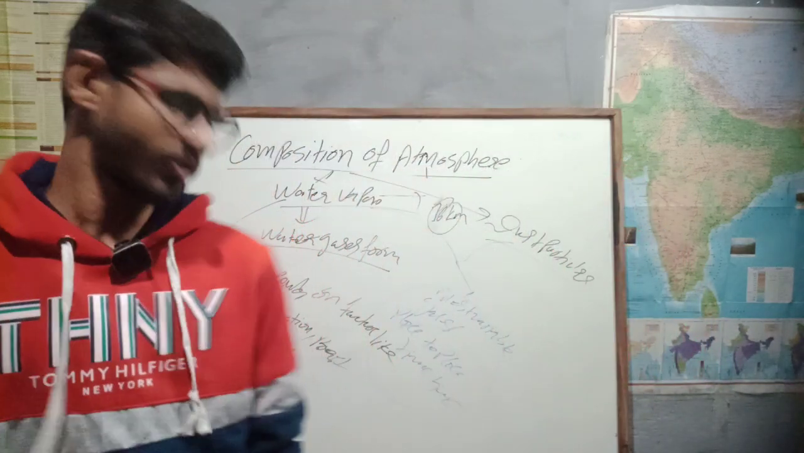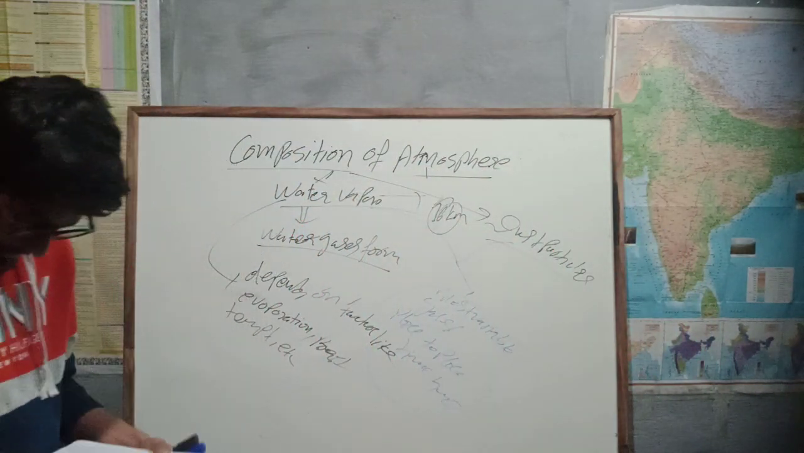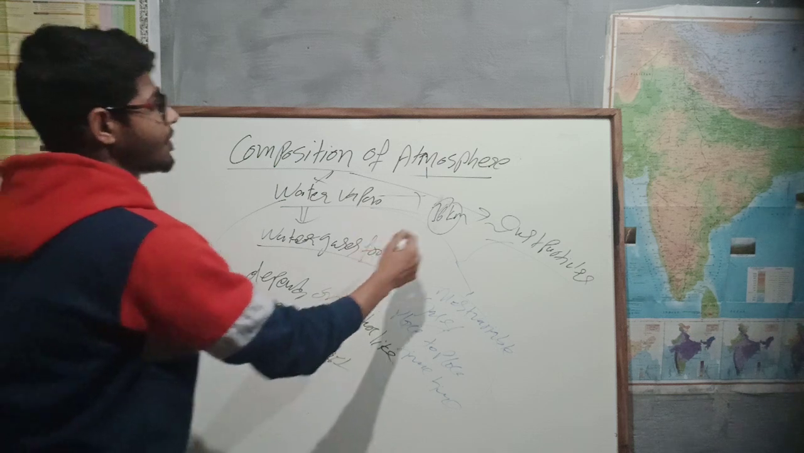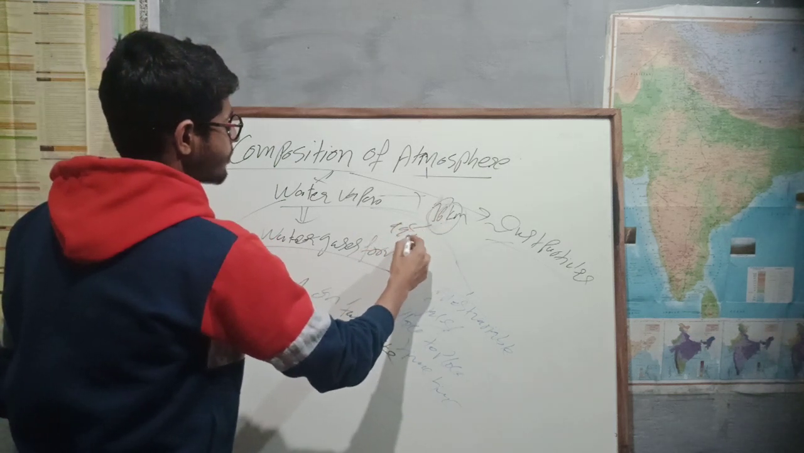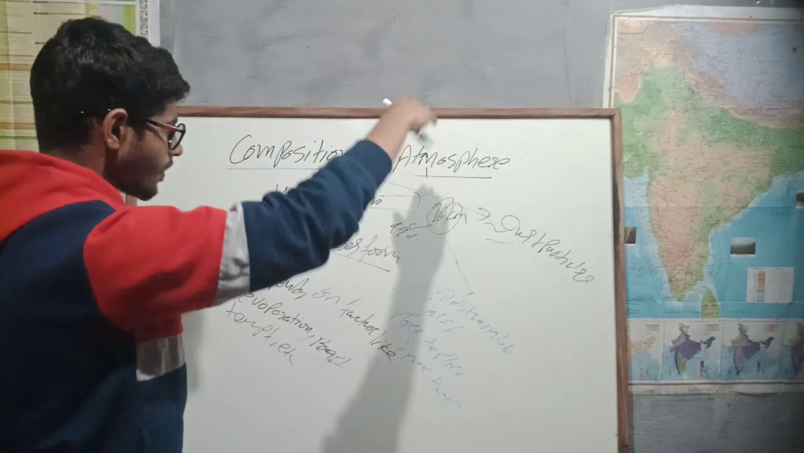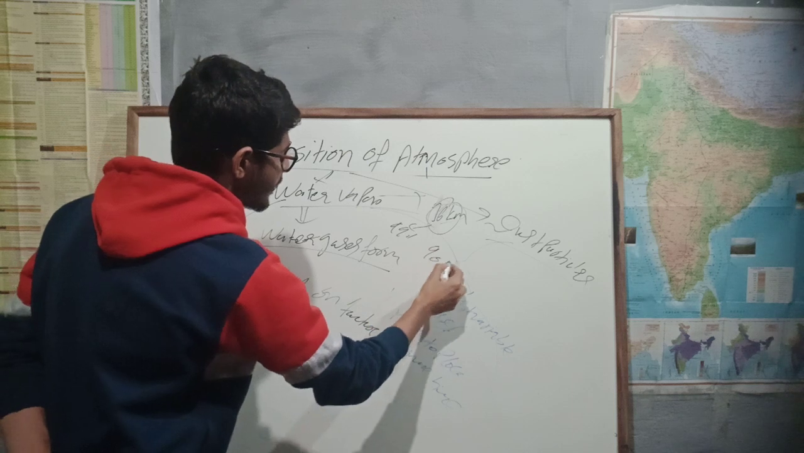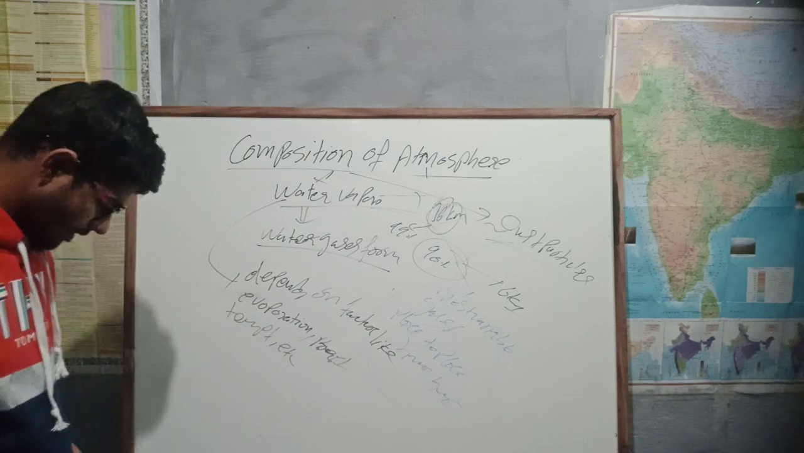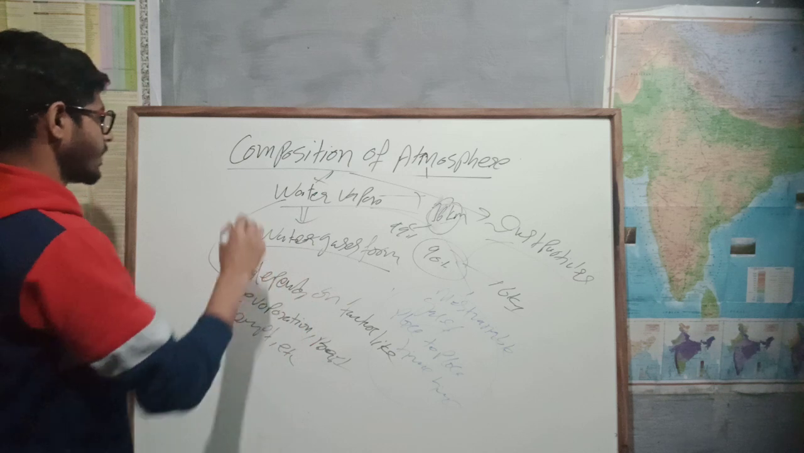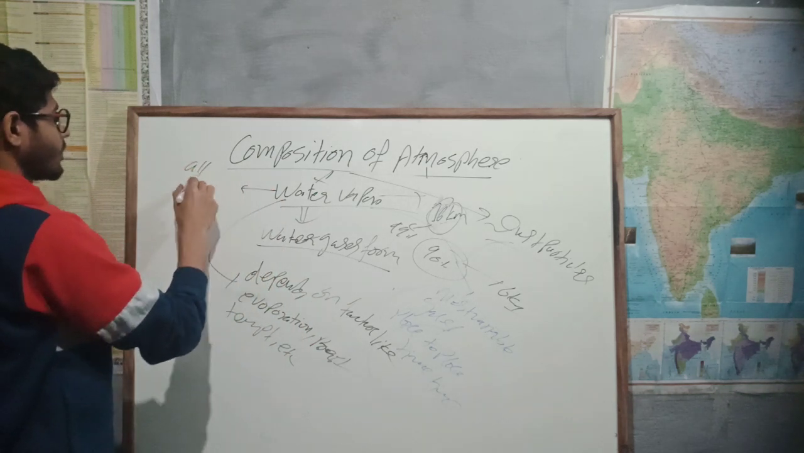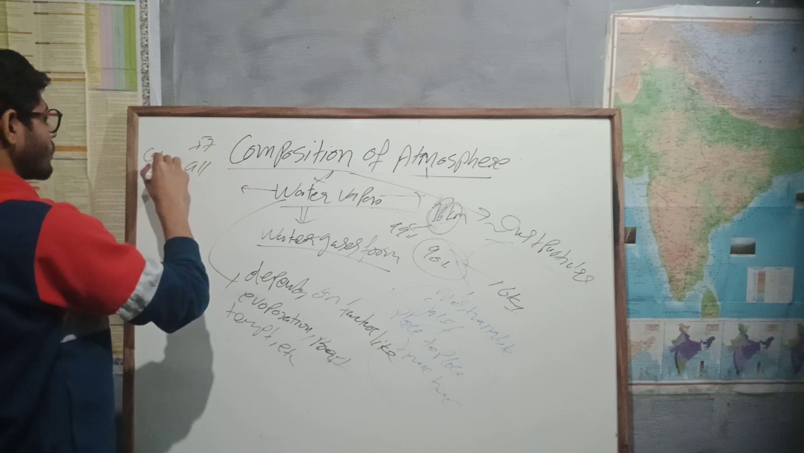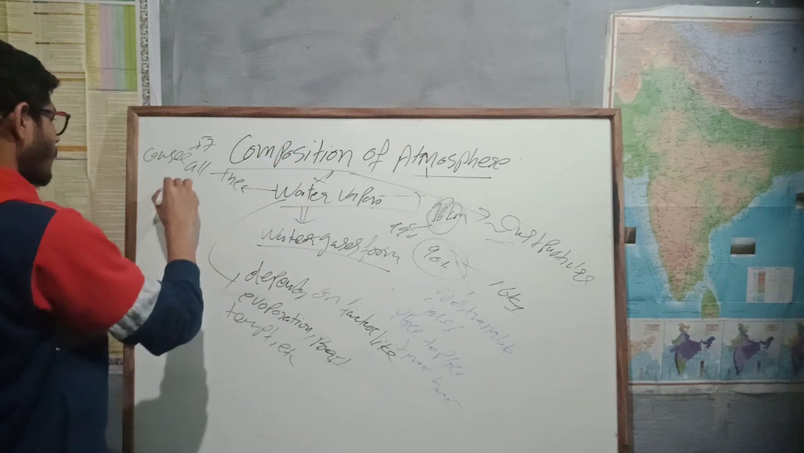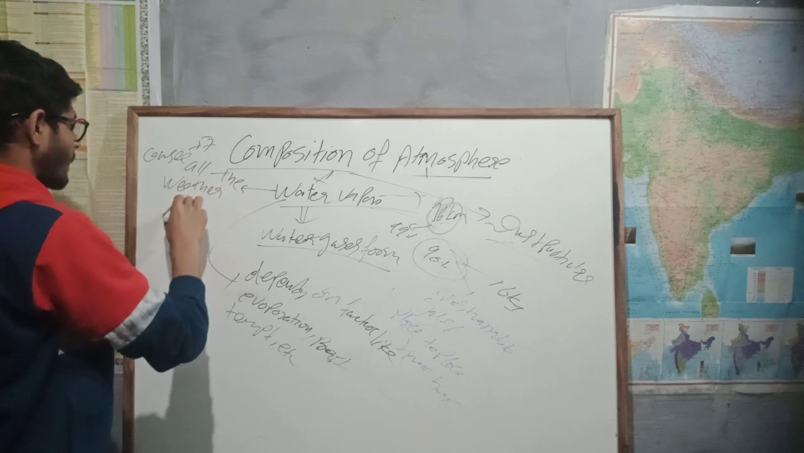How much? 16 kilometers. Yes, 16 kilometers has 99% of the water vapor. And below that, you'll find 90% of the water is confined only to 6 kilometers. And this is important, guys. It causes all the weather phenomena, not water phenomena. Weather phenomena.